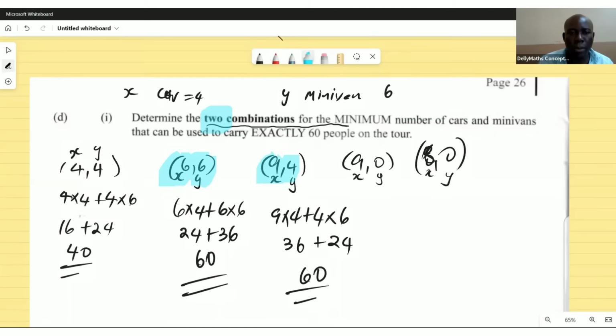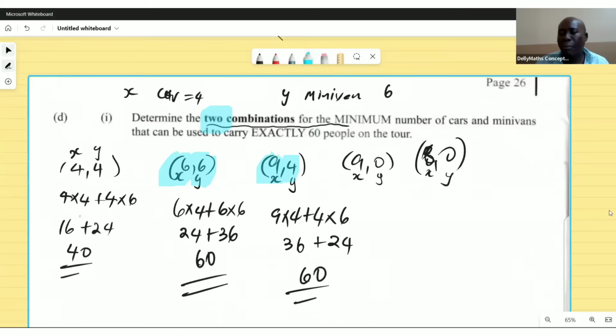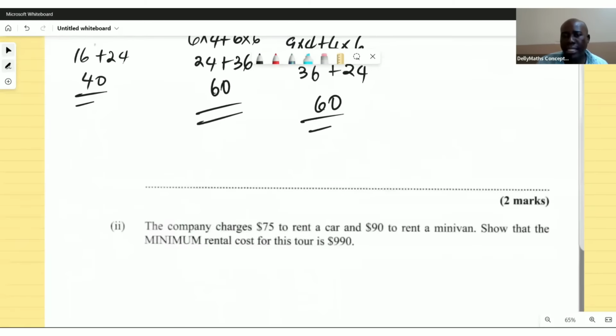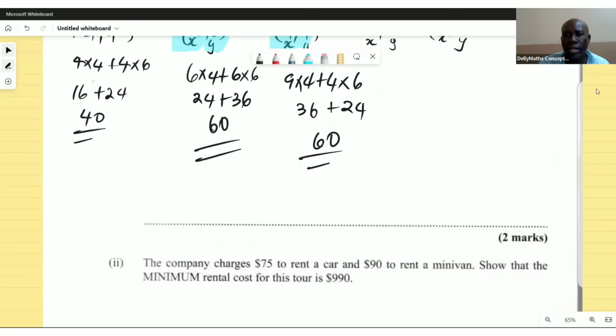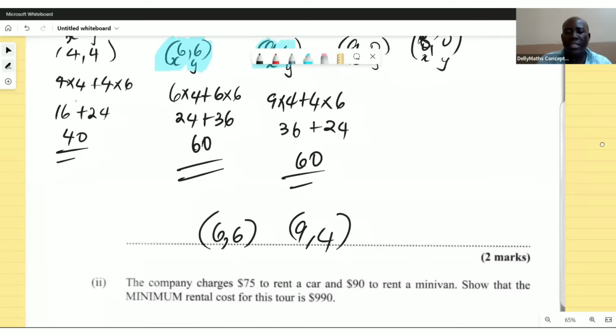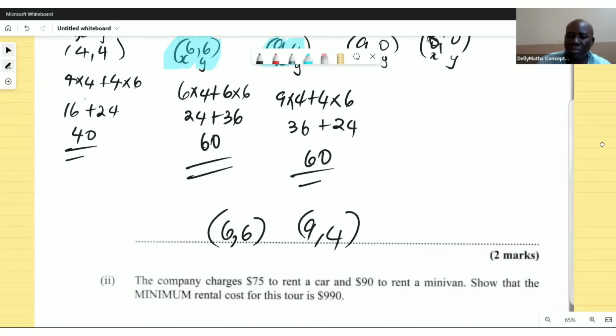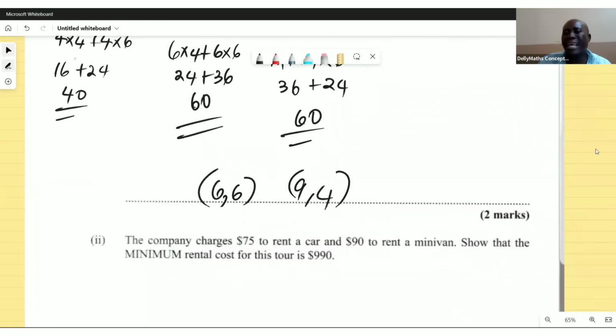Remember that they said 2 combinations, and I have found 2. So I don't need to look at anything else. My combinations are as follows: 6, 6, and 9, 4 would be those that will give me exactly 60 people. So I want 6 minivans, 6 cars, or 6 minivans, 9 cars, 4 minivans, and that will carry exactly 60 people.